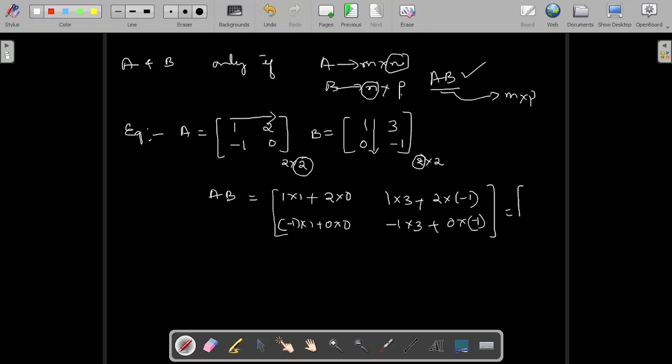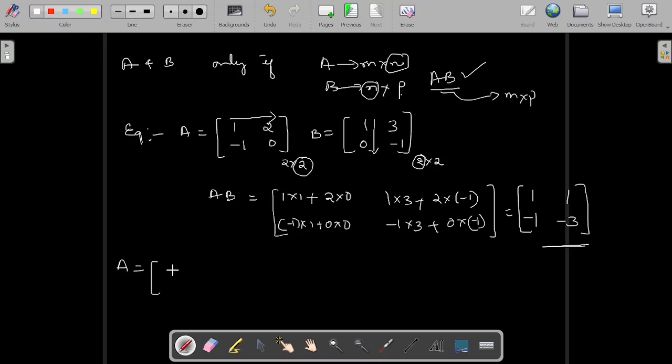Now simplify this. This gives you 1. This is 0. 3 minus 2, 1. This is minus 1. This is minus 3. So this is the matrix AB. Here in this case the product is defined and the product is also a matrix of order 2 by 2.